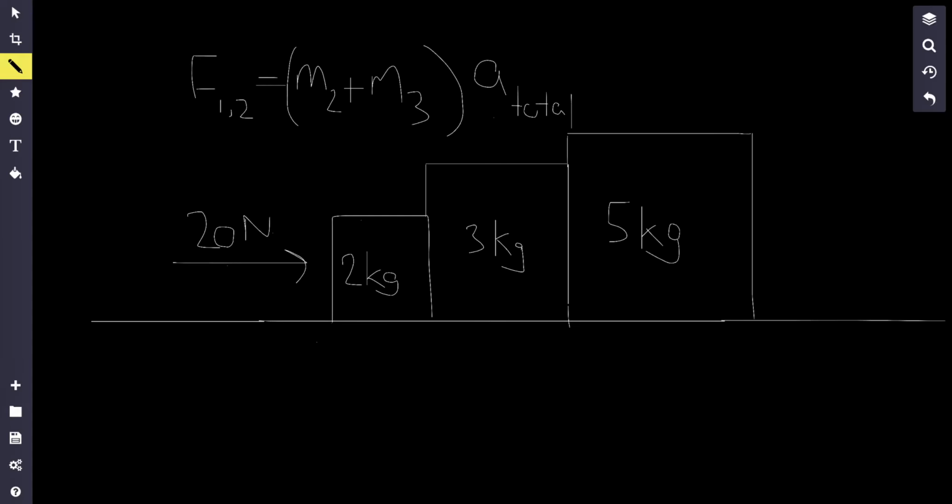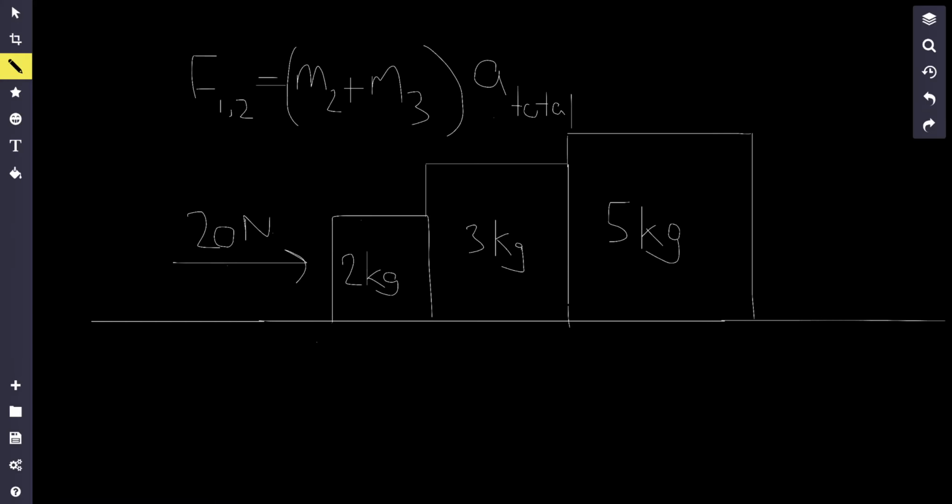Now, if we added another block to this situation, the formula would stay the same, except that when calculating the total acceleration, you also have to take into account the 5 kilogram block, and you also have to add block 3 to the end. This is because when you have 3 blocks in a row, a force on the first block causes a force on the second block, which causes a force on the third block. So some force is going to be lost in that scenario.